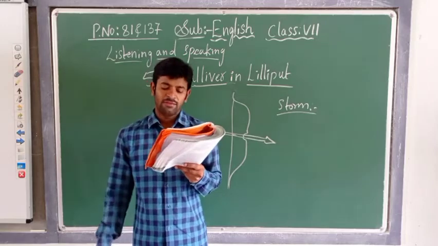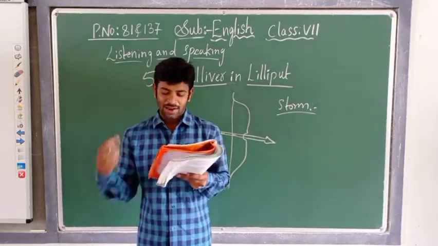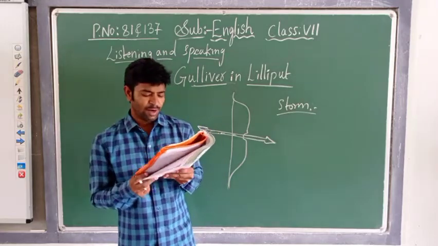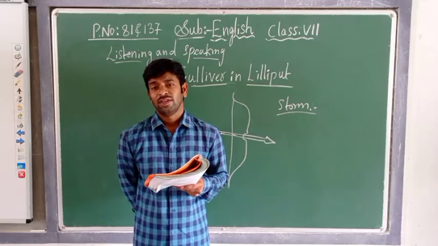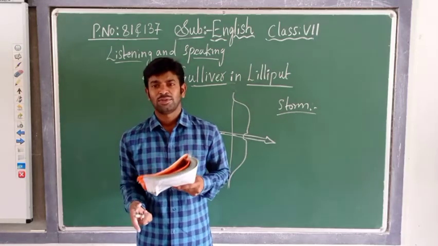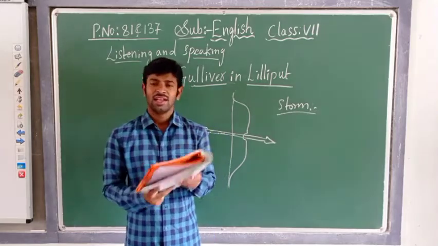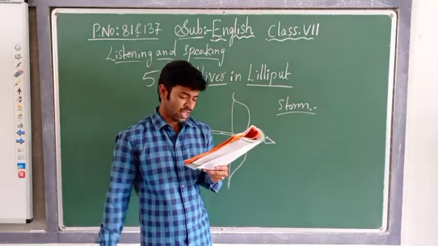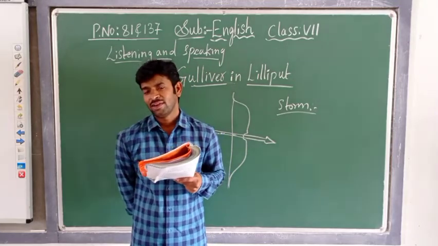Gulliver ate them and fell asleep. Gulliver, what has he done? He ate them and fell asleep again. The little men took Gulliver to their king. Lastly, what have they done? When Gulliver had slept, children, the Lilliputians took Gulliver to their king. The king liked Gulliver very much.